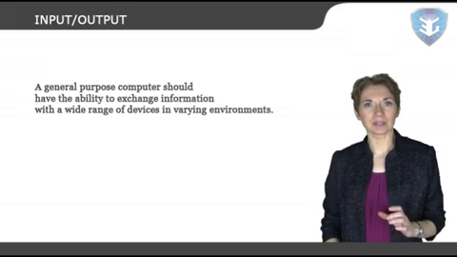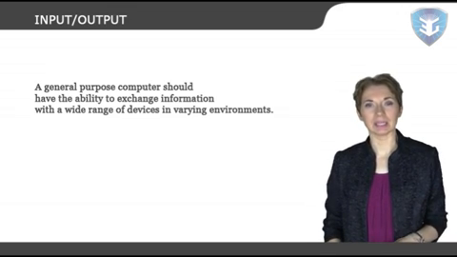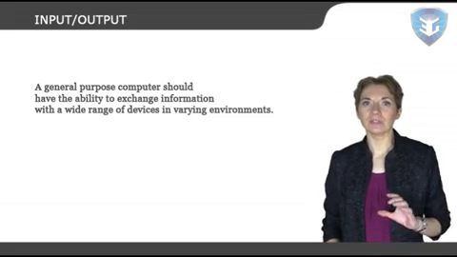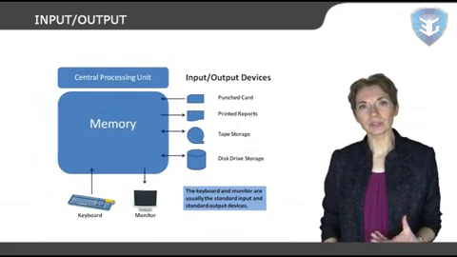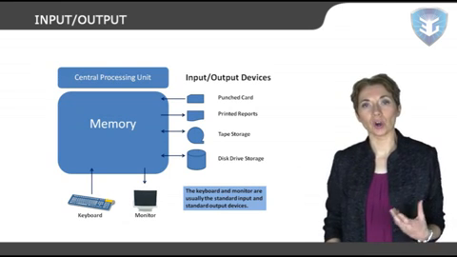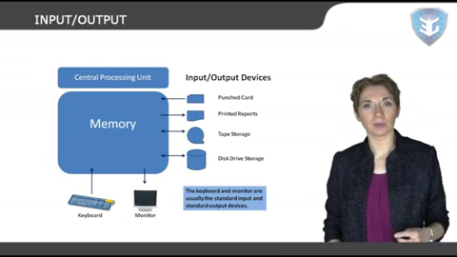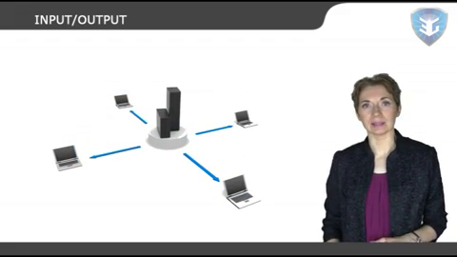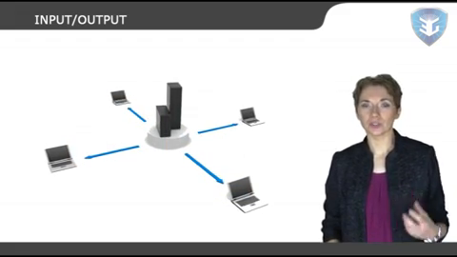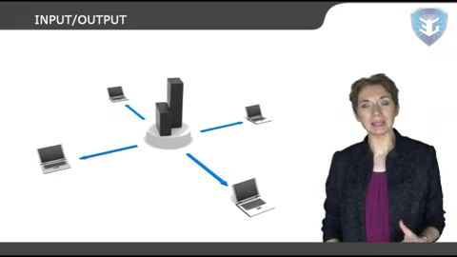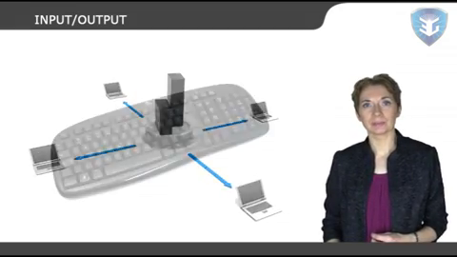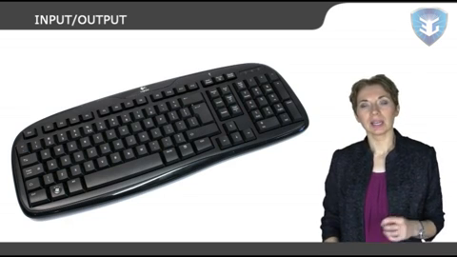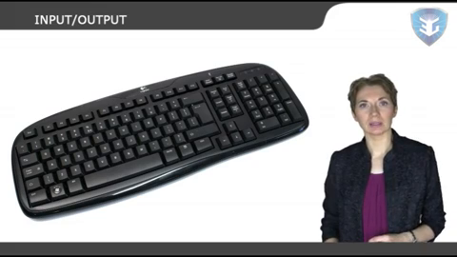A general-purpose computer should have the ability to exchange information with a wide range of devices in varying environments. Computers can communicate with other computers over the internet and access information around the globe. They are an integral part of home appliances, manufacturing equipment, transportation systems, banking, and point-of-sale terminals. A simple arrangement to connect I/O devices to a computer is to use a single bus arrangement.